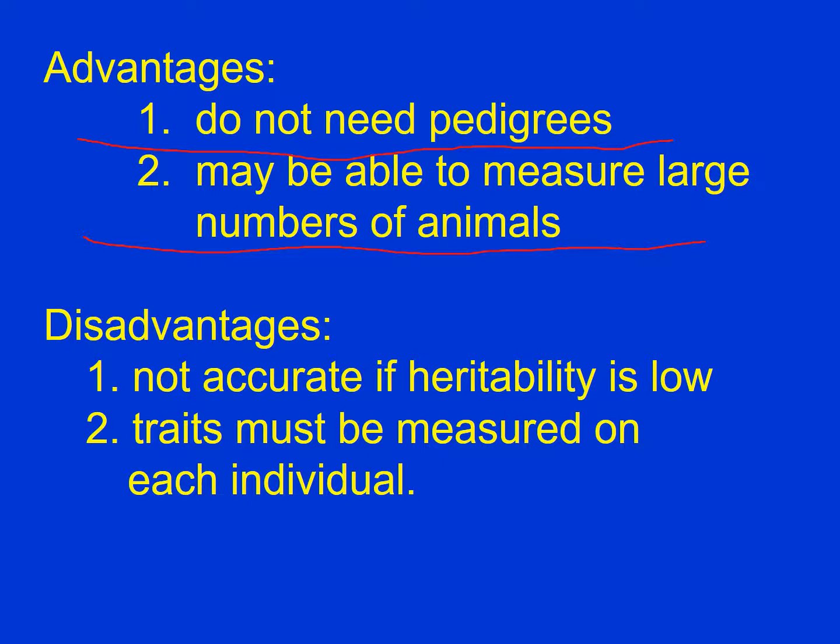Okay, disadvantage: if the heritability is moderate or high, you can make quite a bit of genetic progress, but if the heritability is low, such as reproductive traits or disease-resistant traits, it's really hard to make very much progress from mass selection. And traits have to be measured on each individual. You have to wait till the individuals are old enough to have performance data.